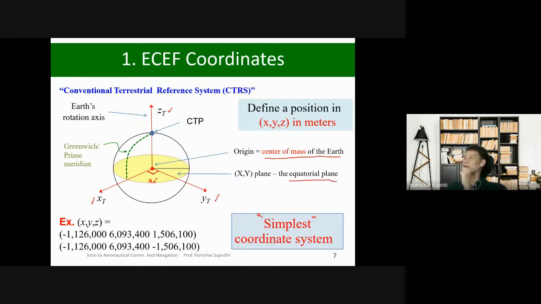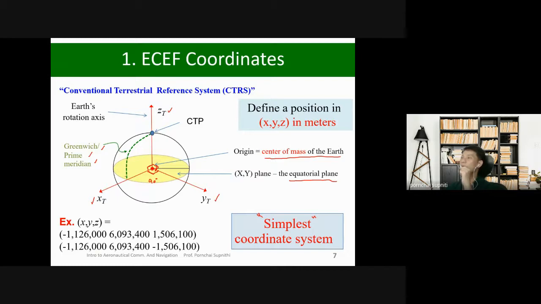So you can say that the plane from the X and Y axes is like horizontal, think about Earth. And then the Z axis goes up. Z is also perpendicular to X and perpendicular to Y as well. So where do we use as the reference for X? The X-axis will be at the prime meridian, or the Greenwich line.